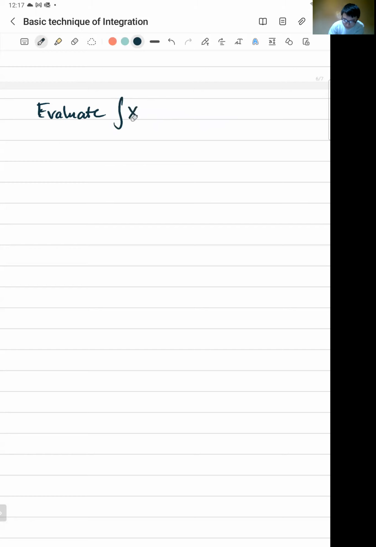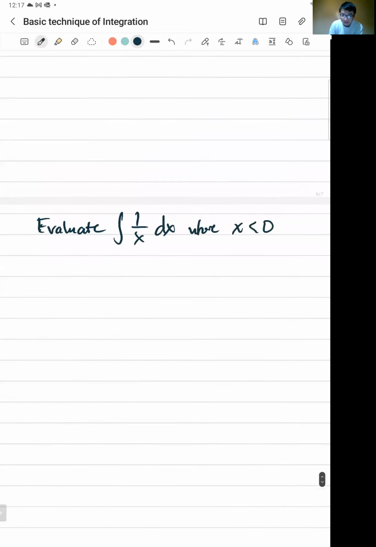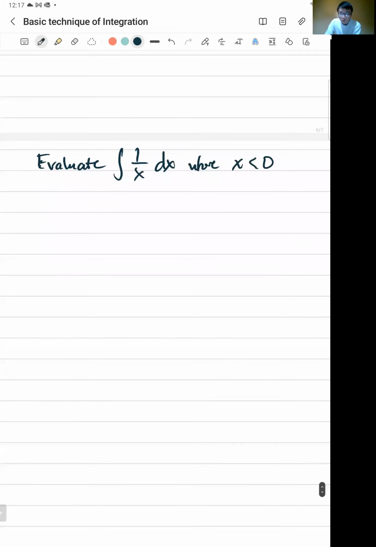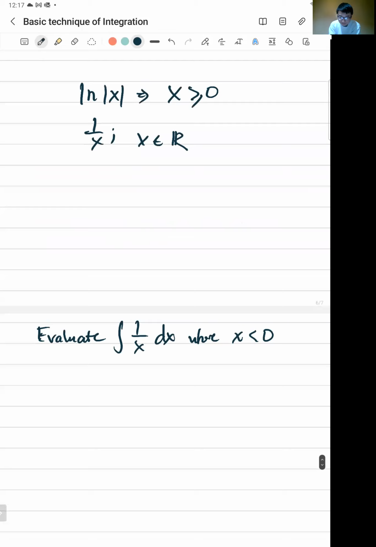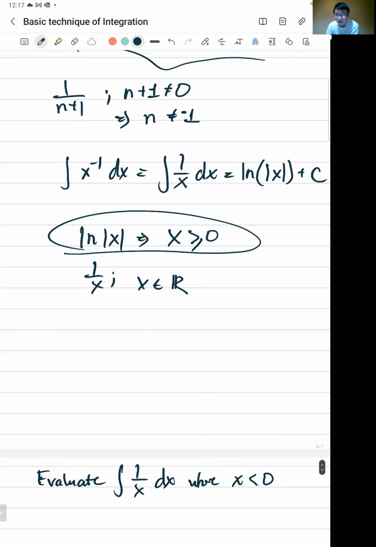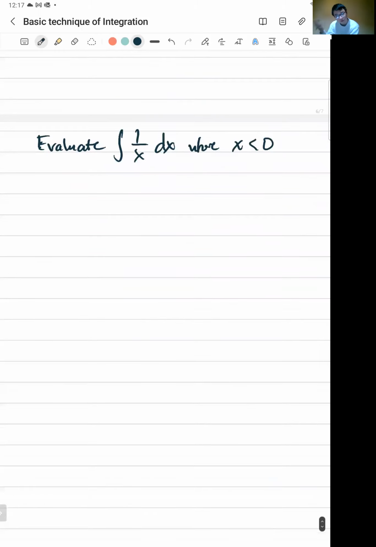But if I ask you to integrate 1 over x dx where x is less than 0, some of you were saying we cannot do this. The reason is all because natural log of x cannot be less than 0. But the other way of answering this is, let's just put this one in here, and we want to integrate this one.